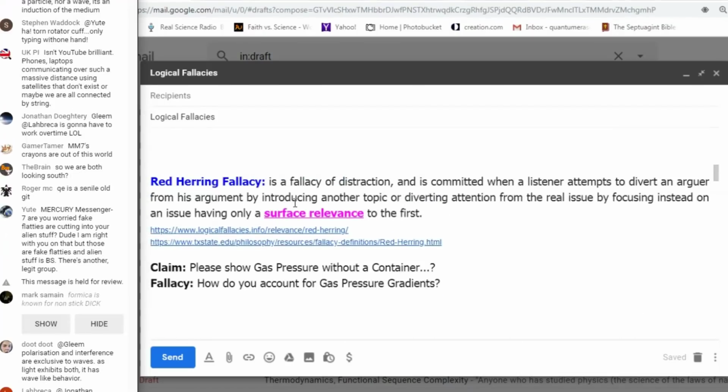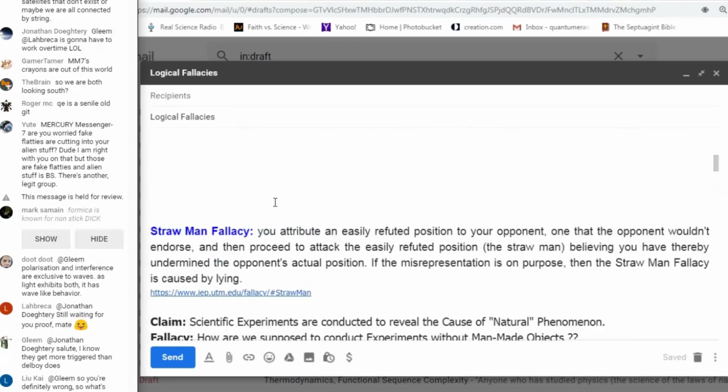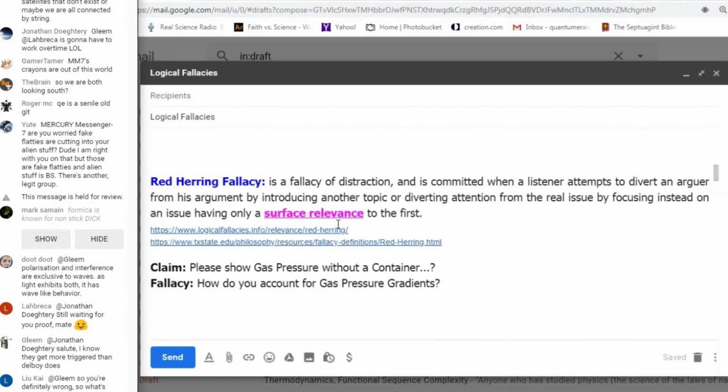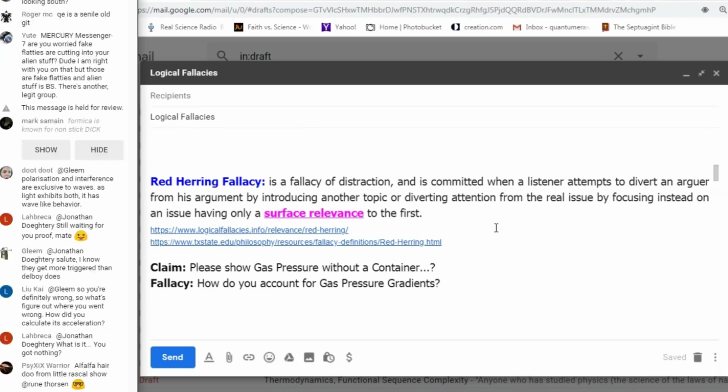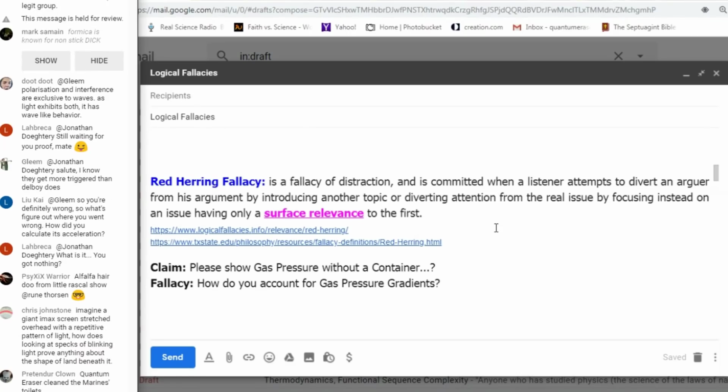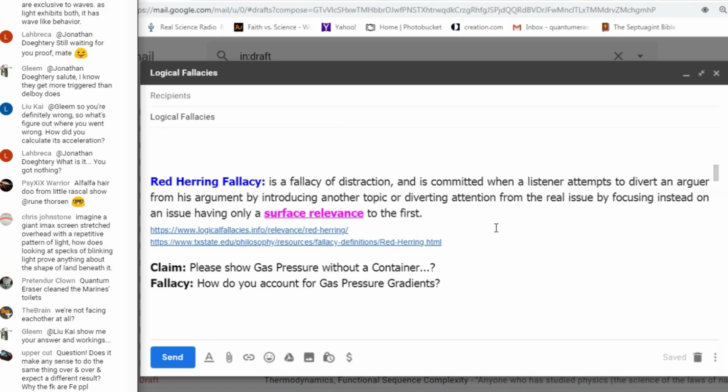A lot of them are mixed up with red herring fallacies. They're pretty close, straw man and red herring. So a red herring fallacy. This is a fallacy of distraction and is committed when a listener attempts to divert an arguer from his argument by introducing another topic or diverting attention from the real issue by focusing instead on an issue having only a surface relevance to the first.